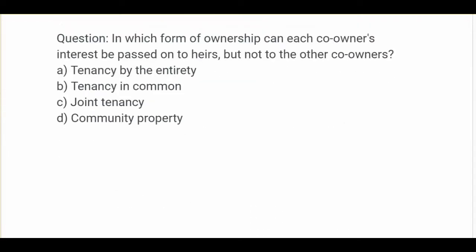In which form of ownership can each co-owner's interest be passed on to heirs, but not to the other co-owners? A. Tenancy by the entirety. B. Tenancy in common. C. Joint tenancy. D. Community property.